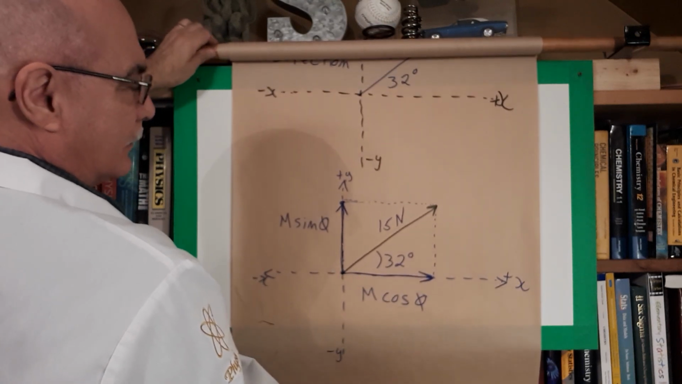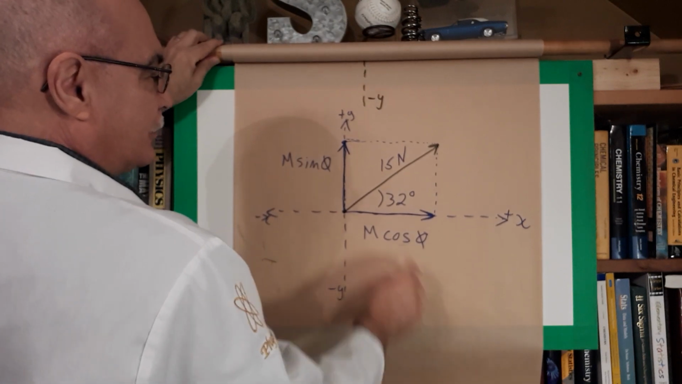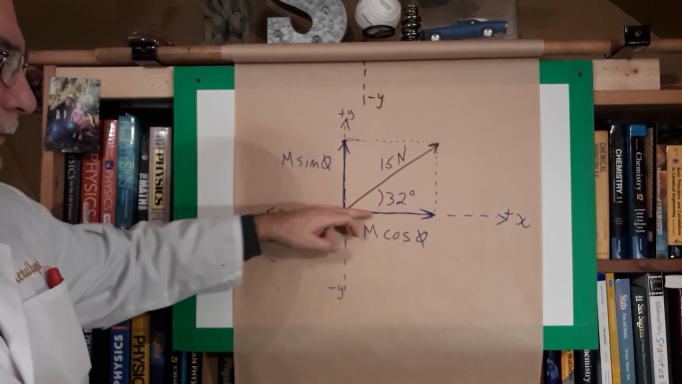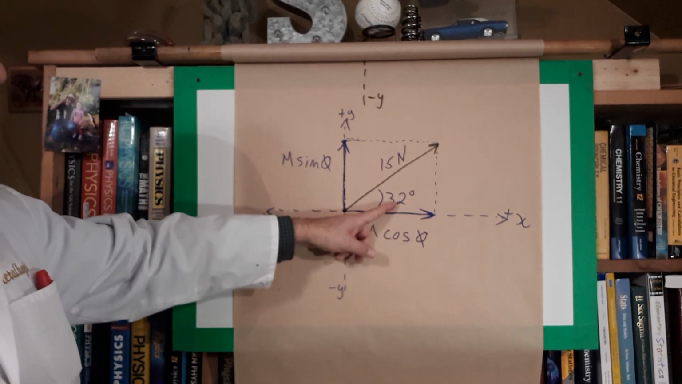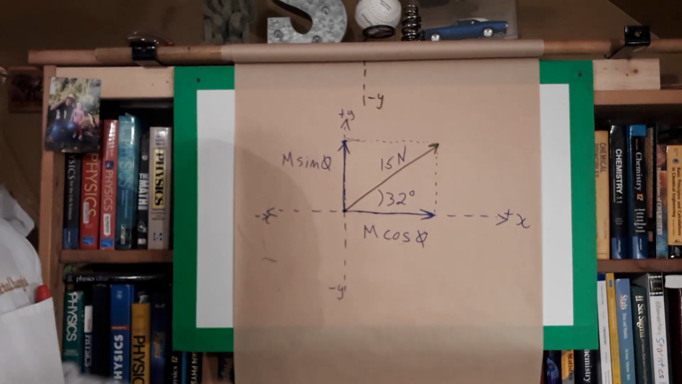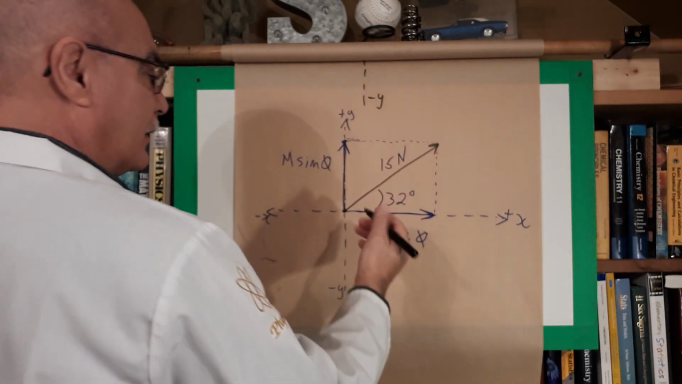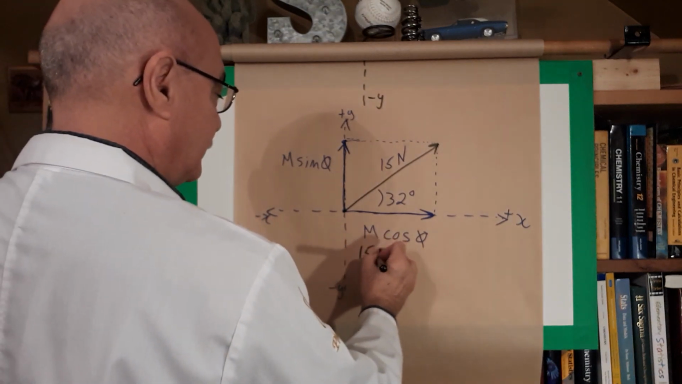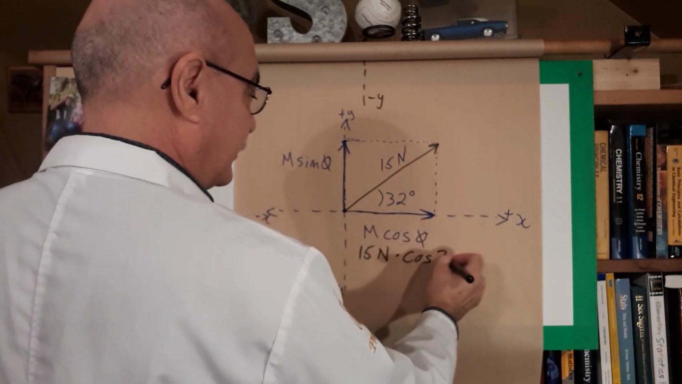What's important is to determine when you use cosine and when you use sine, and that is with relationship to the angle that is given. If the component that we're looking for is adjacent to the known angle, we use cosine theta. Opposite to the known angle, here it is here, we use sine theta. Let's put in some numbers now. M represents the magnitude of the vector given. In our case, it's 15 newtons times the cosine of the angle that is given, 32 degrees.